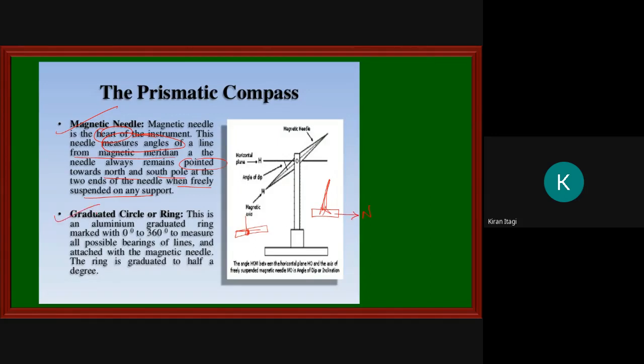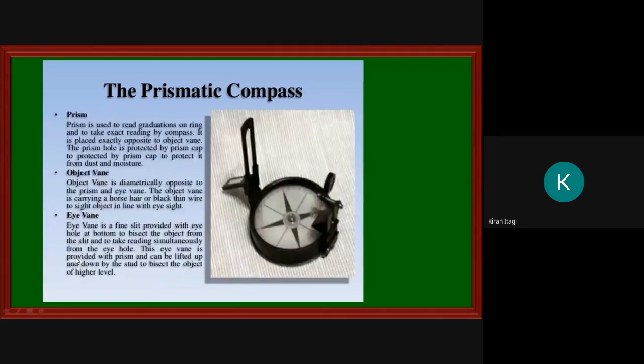Then we have the graduated circle or ring. It is like a protractor. A protractor will be of 180 degrees, but here it will be of 360 degrees. This is an aluminum graduated ring marked from 0 degree to 360 degrees to measure all possible bearings. Bearing is nothing but the angle of the line, and it is attached with the magnetic needle. The ring is graduated to half a degree.